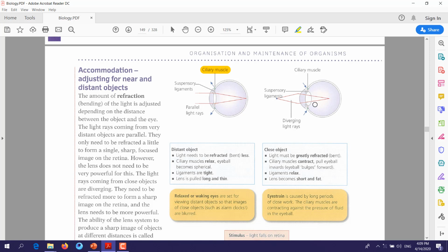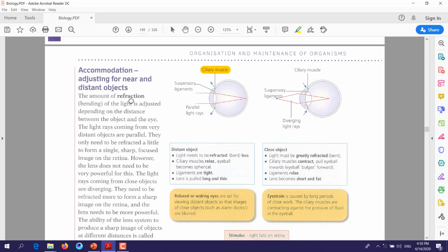Now, look here, we have two eyes, but with different lenses for different objects. For example, if the object is far from the eye or close to the eye. As you can see, this lens differs from this one. The shape of it differs. What makes this shape differ? It's the ciliary muscle. Now we will see what will happen.